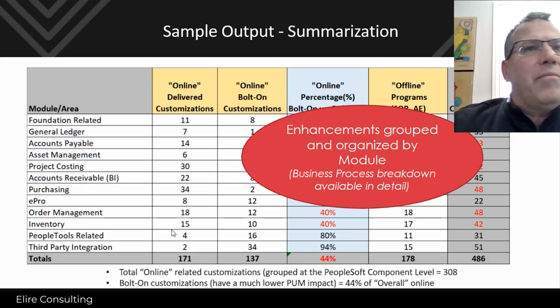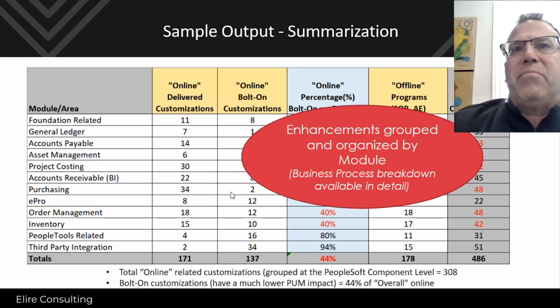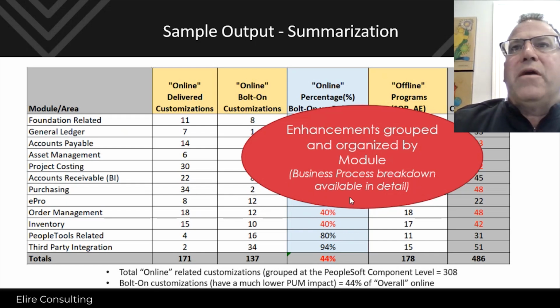The last piece of the BI Publisher is a summarized report, a grouping by the module. Within the module area, it shows the count of customizations, and a split between online delivered customizations versus bolt-ons, and that's important as we get into optimization or as we address the impacts of the customizations. Obviously, a bolt-on would have less impact, so that shows that the organization is trying to avoid having too much of a conflict when they do PUM updates or future upgrades.